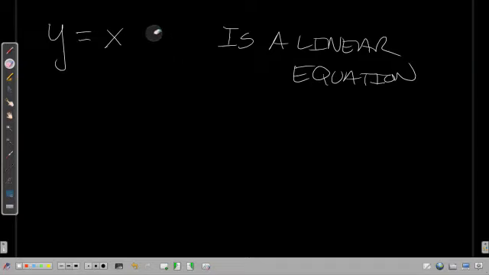The previous one just said that the x-coordinate and the y-coordinate were the same number. And this one says that the y-coordinate is the same as the x-coordinate, but it's plus 1. It's 1 unit more. The y-coordinate is 1 unit more than the x-coordinate.